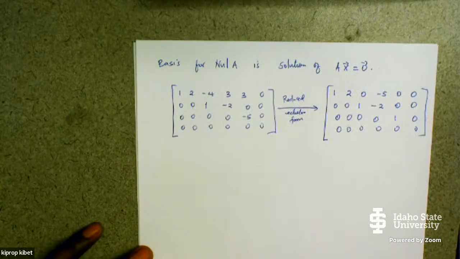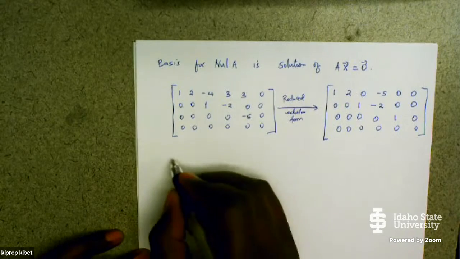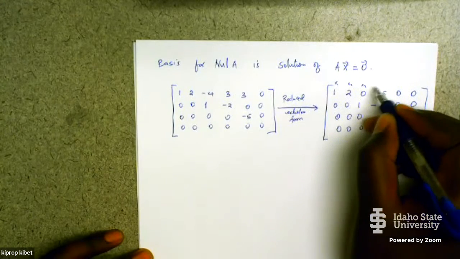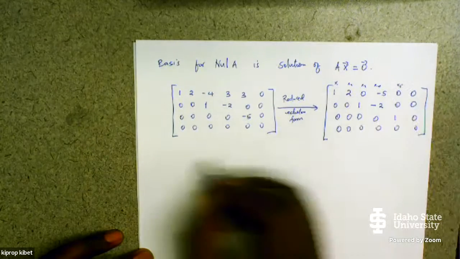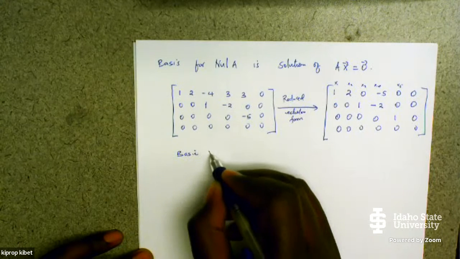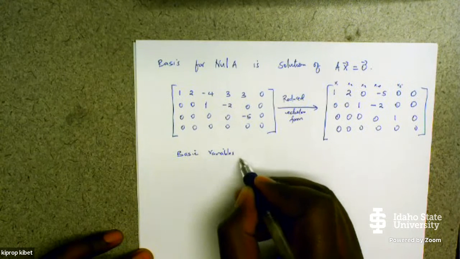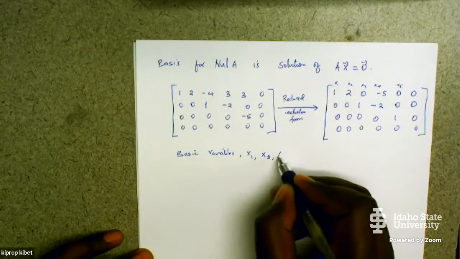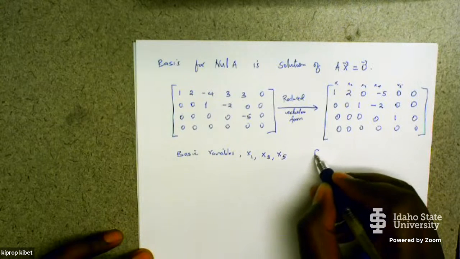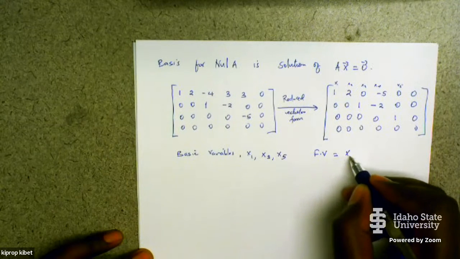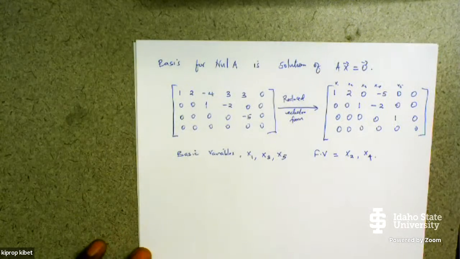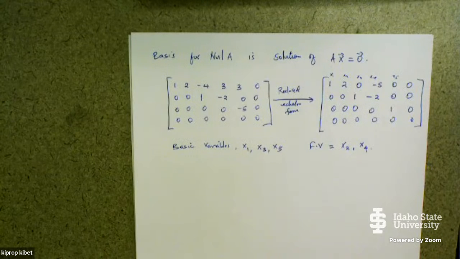The reduced echelon form. Now, our basic variables are, so we use this one as x1, x2, x3, x4, and x5 there. Basic variables are x1, x3, and what? x5. Free variables are x2 and what? x4. x2 and x4.